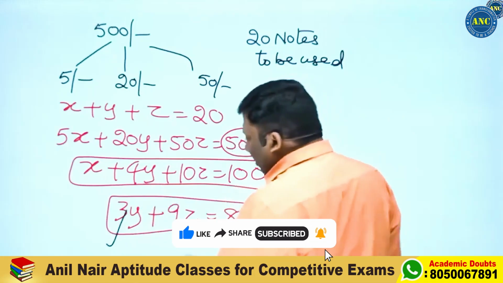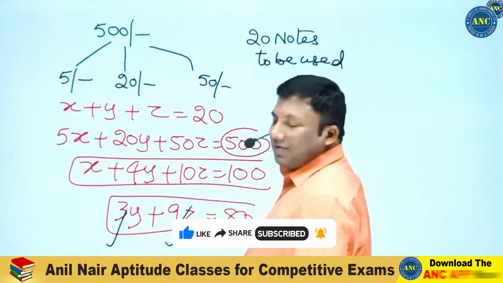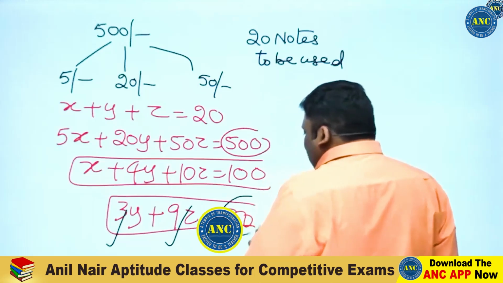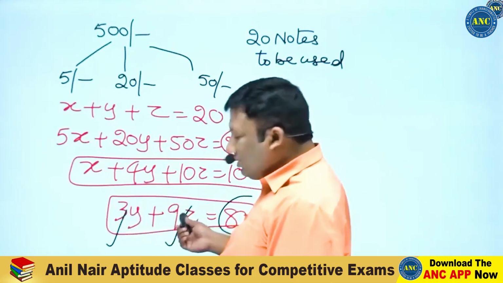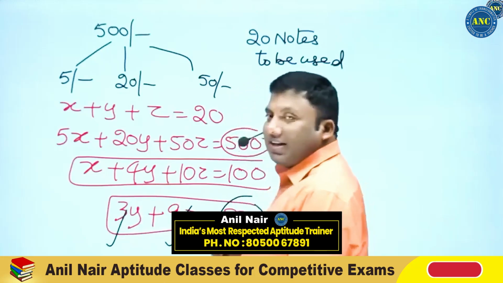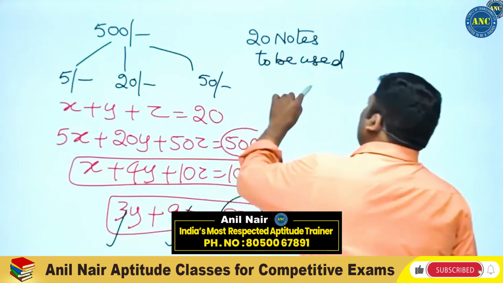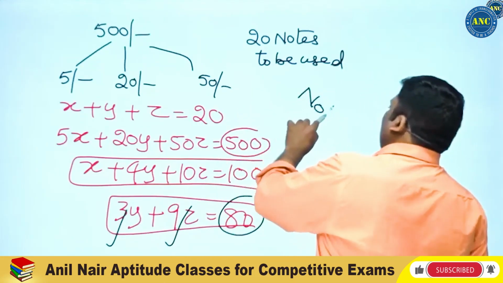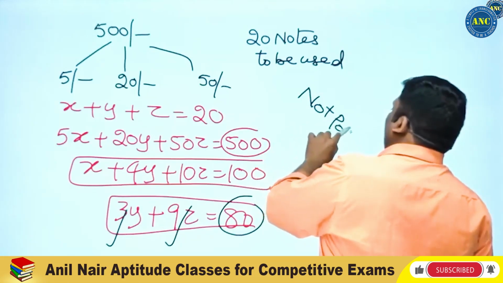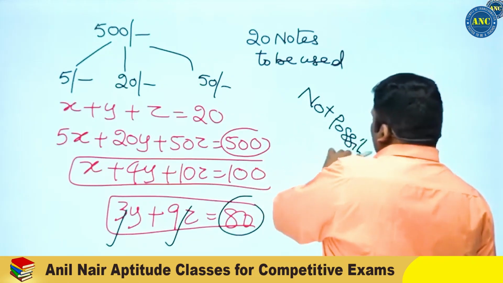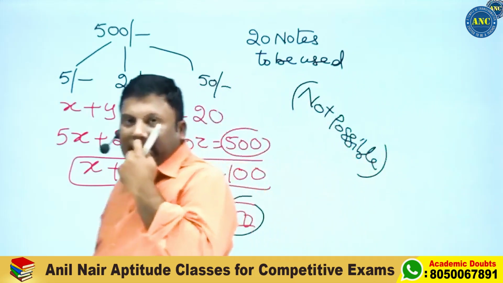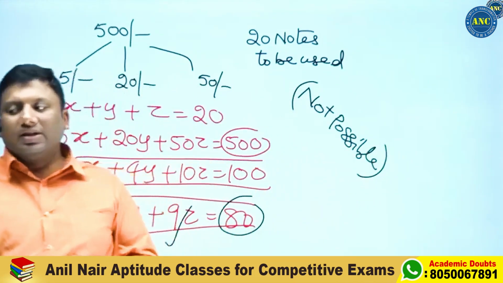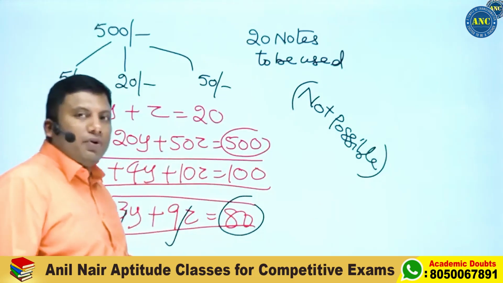3y is divisible by 3. 9z is divisible by 3. Is 80 divisible by 3? No. Answer is not divisible by 3. So answer is not possible. A typical aptitude question which we think is a counting case, but if you think logically, it's a very beautiful case.